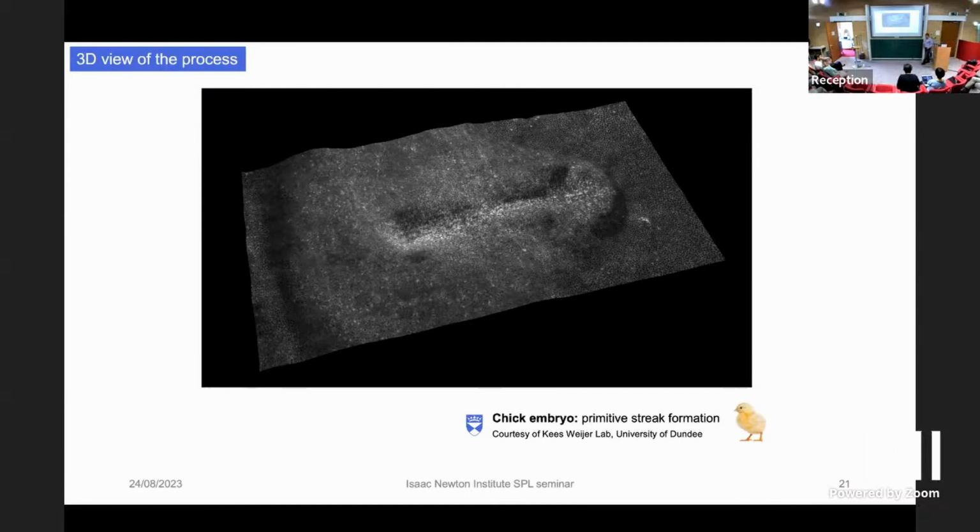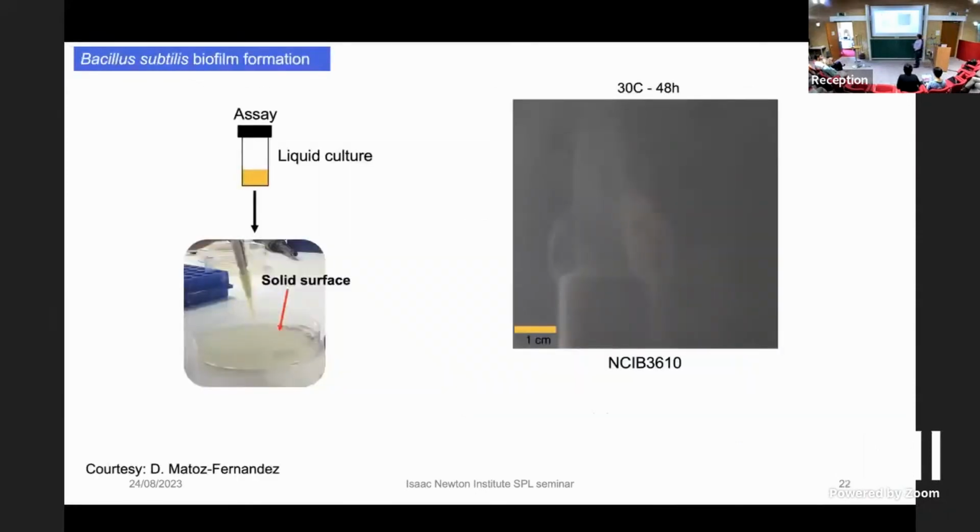I would really love to solve this problem, but I'm just going to propose a model which could go in the direction of addressing this problem. At the same time, probably everybody's seen these videos before. So this is the biofilm growth.